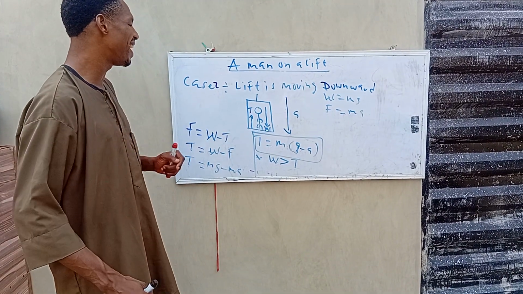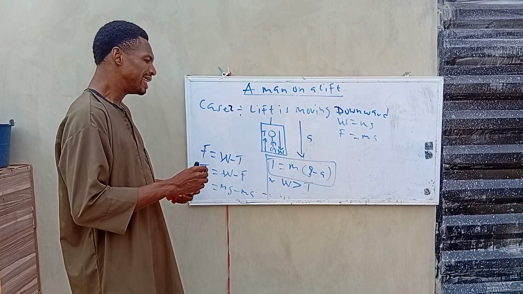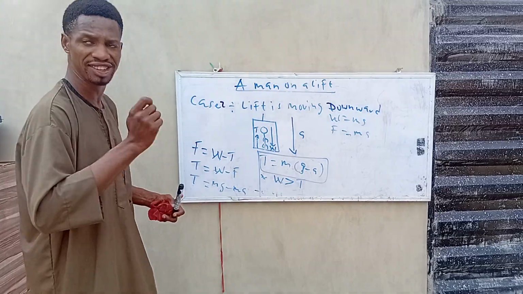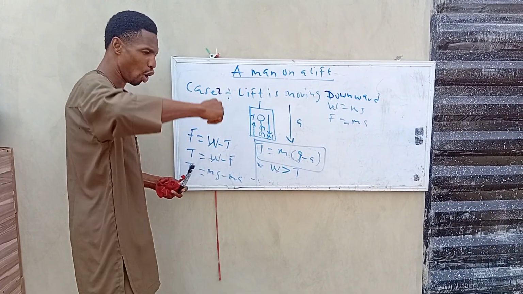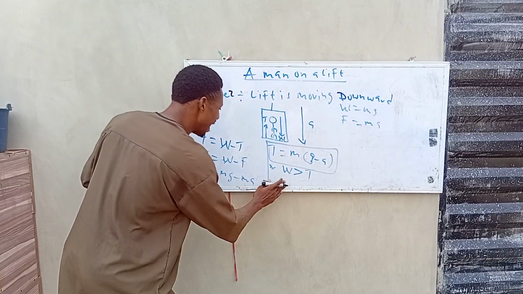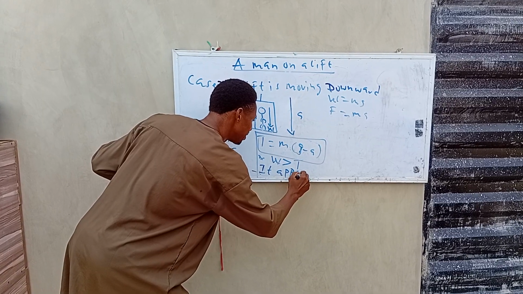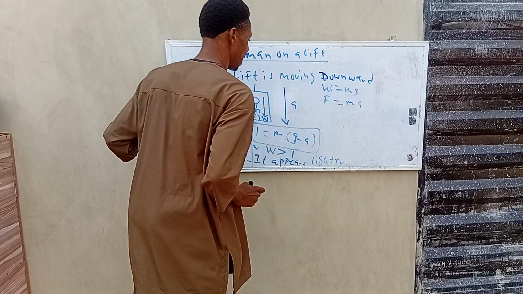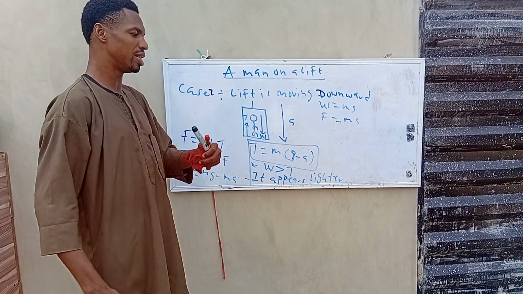Now, in this case, what will the spring balance record? The man will appear lighter. When the elevator is moving downward or decelerating, the man appears lighter. It appears lighter when the elevator is moving downward. Please don't forget, that is under case 2.